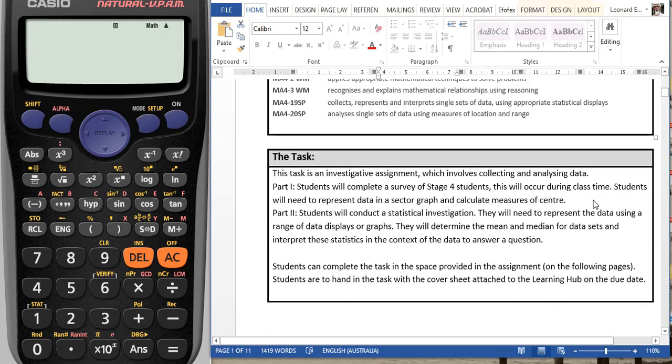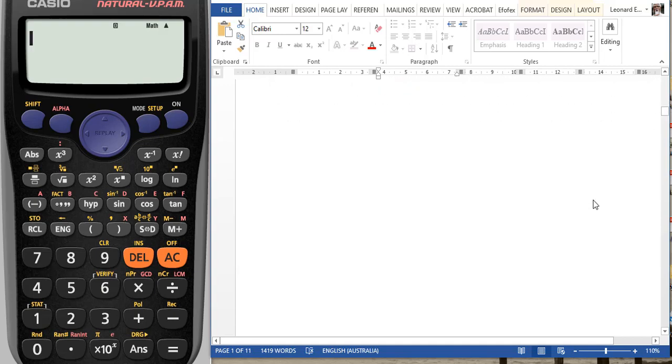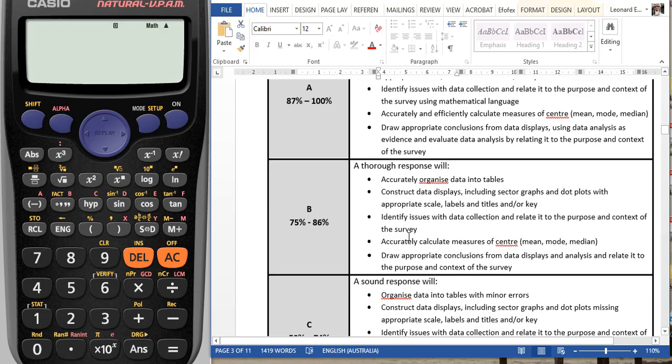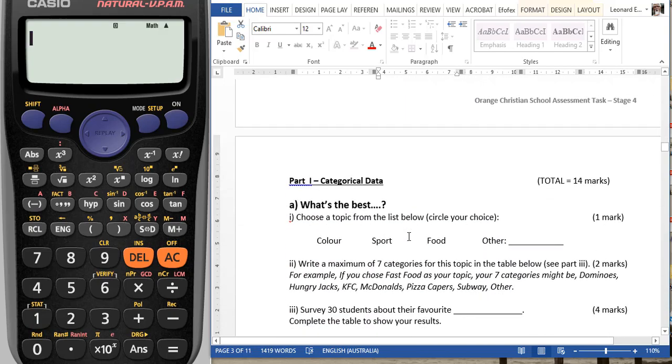There's part 1 and part 2. The marking criteria is listed, and according to the marking criteria, this is what they'll receive marks on and be able to demonstrate if they are of a grade A range, B range, C range, etc.